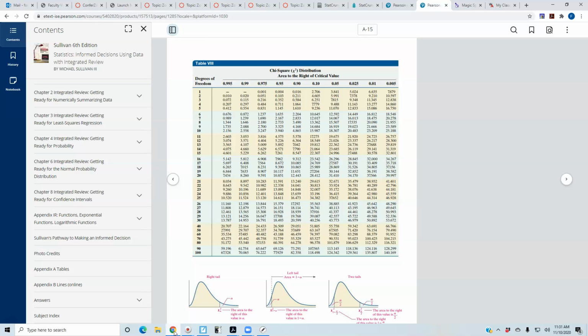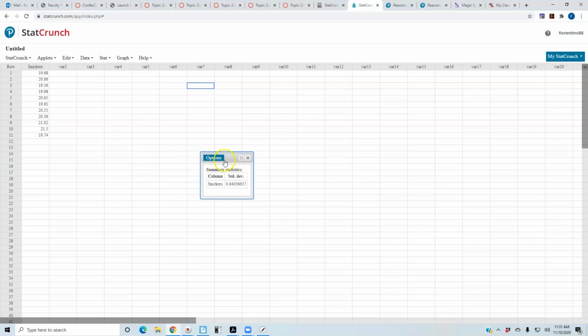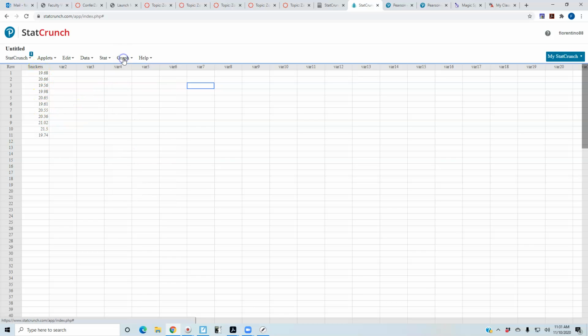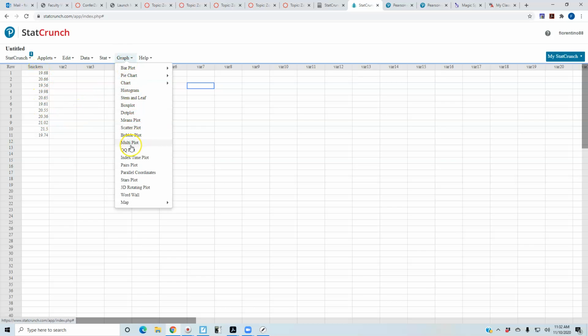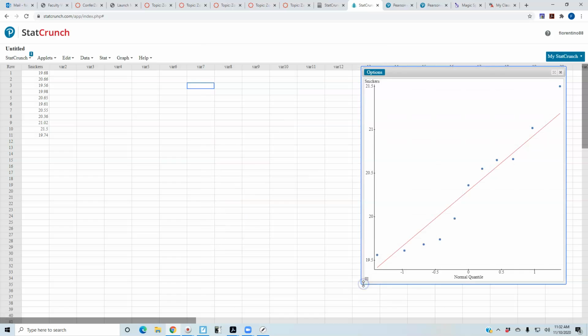So let me open up StatCrunch here. In StatCrunch, I put in the data here. So here you have Snickers, here's your data. And then what we want to do is check out the QQ plot. So we'll select Snickers and then hit compute, and we can see that it's approximately normal. It's given us a linear pattern. So therefore we know that it's linear.